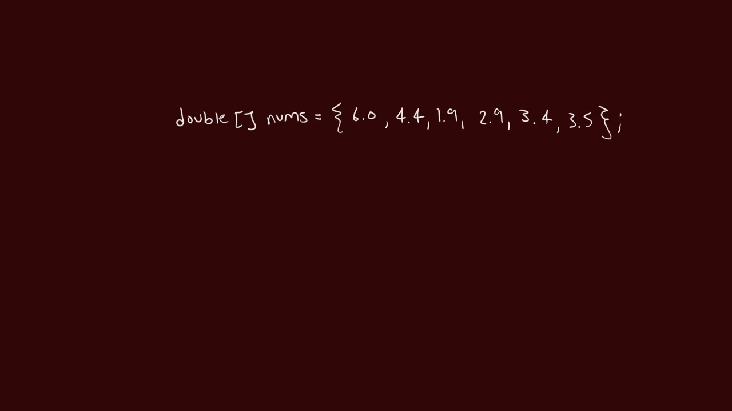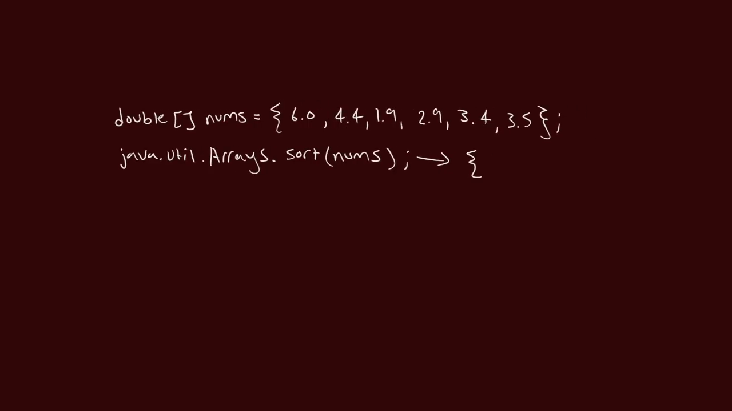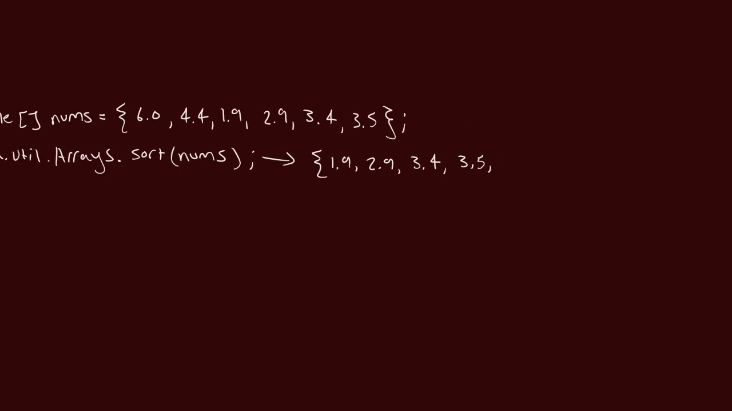Let's say we want to sort this array from least to greatest. What we would do is java.util.Arrays.sort. Then you pass in your array name, and this pretty much sorts your array. So this pretty much represents 1.9, 2.9, 3.4, 3.5, 4.4, and 6.0.